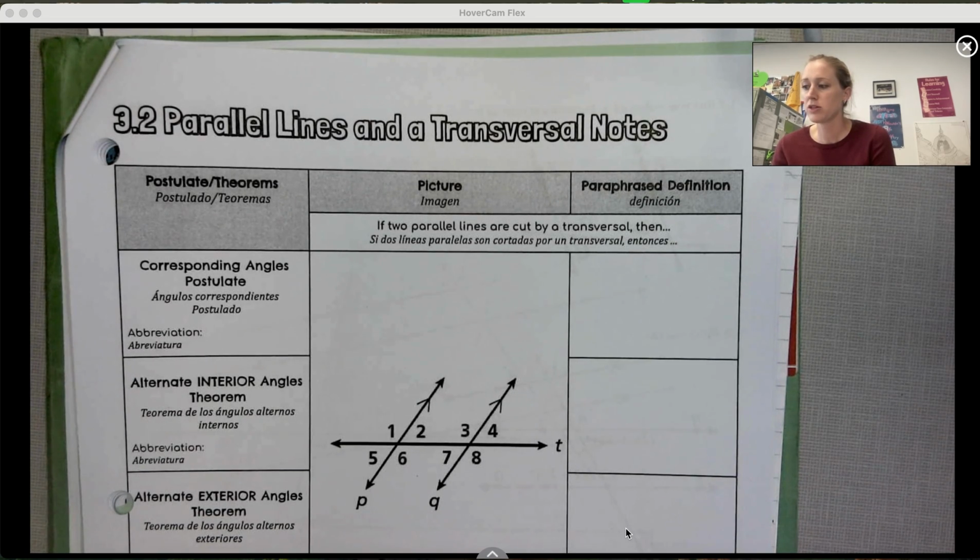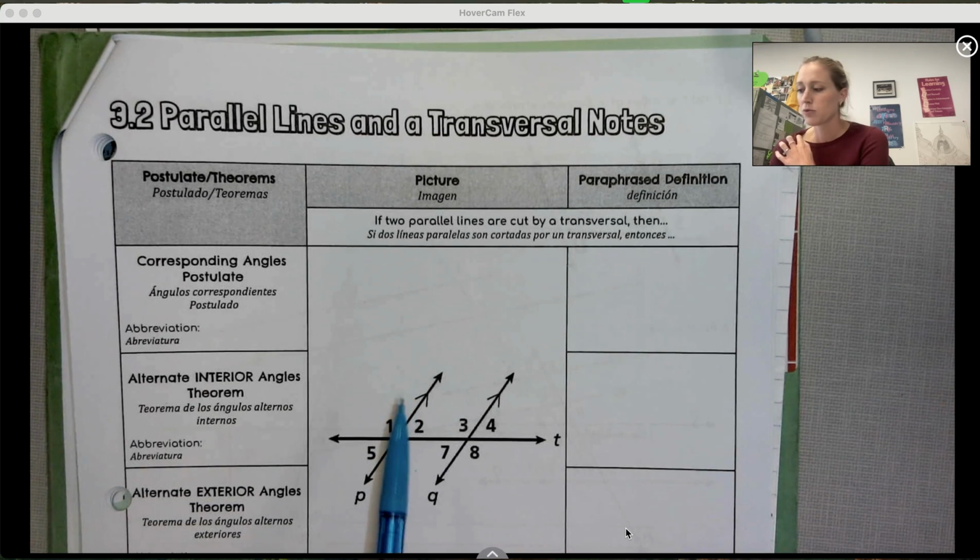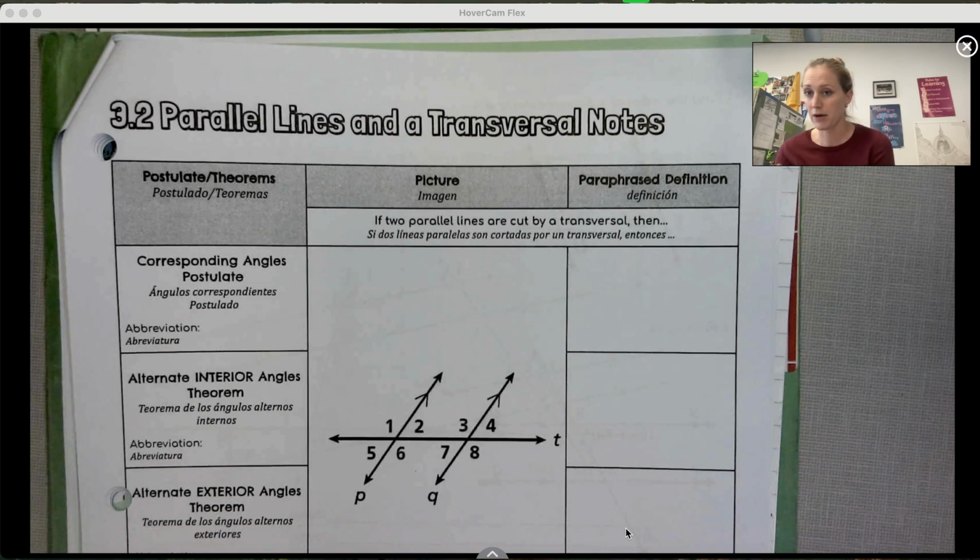We are going to be looking at some theorems regarding our angle pairs that we learned about. So we have learned about 4 different kinds of angle pairs: corresponding angles, alternate interior angles, same side interior angles, alternate exterior angles. So what we're going to look at today is what happens when we have a transversal that is cutting through 2 lines that are parallel.